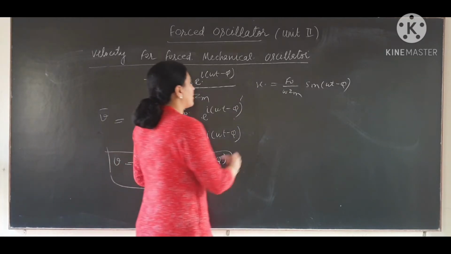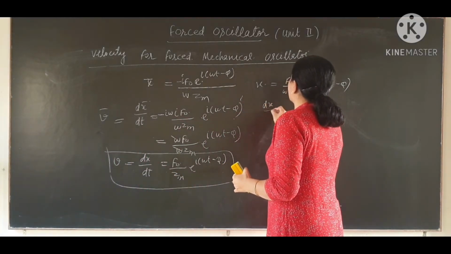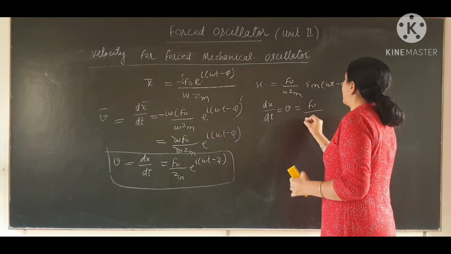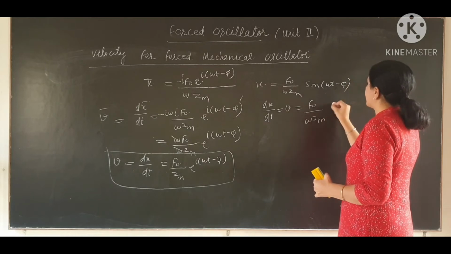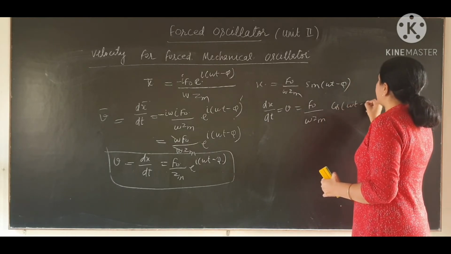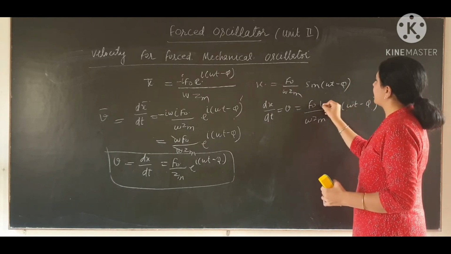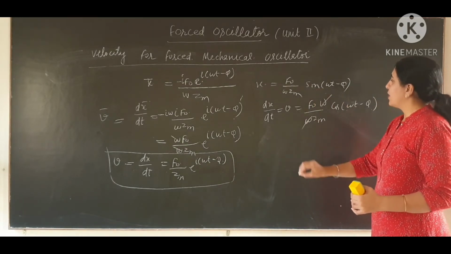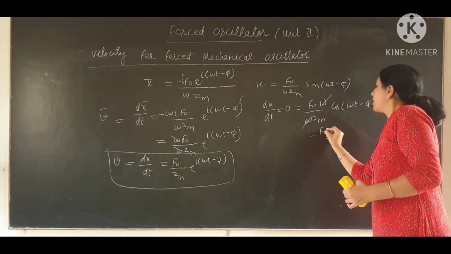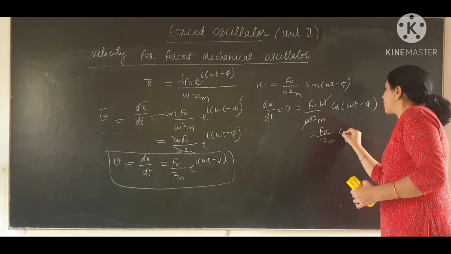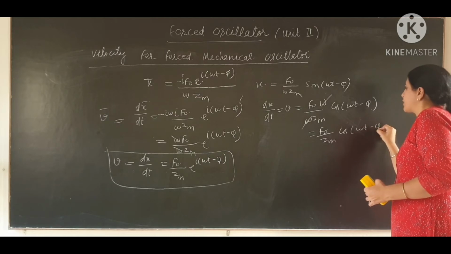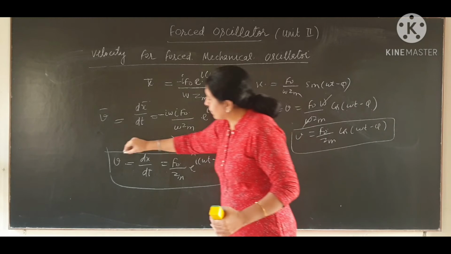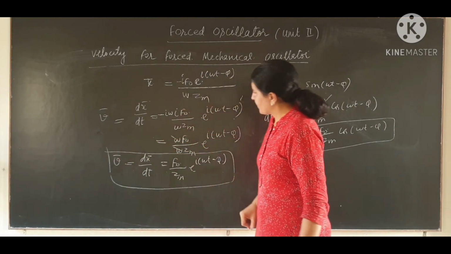So if you differentiate this, v is equal to the real part of F naught over Zm cos of (omega t minus phi), multiplied by the derivative of sine, which is cos, and omega comes out here. So that is equal to F naught over Zm cos of (omega t minus phi). You have velocity in this form, in vector form you have this.